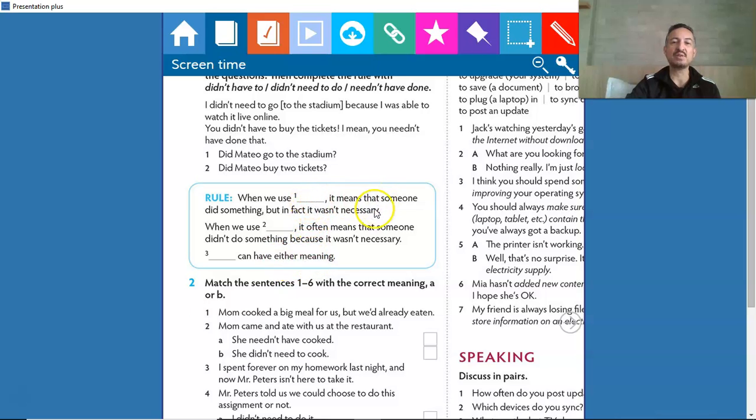It can mean this one: it means that someone did something but in fact it wasn't necessary. And it means that someone didn't do something because it wasn't necessary. So "didn't have to" means both this and this here. Okay, so if you want to put in rule number 1 "didn't have to", you can also include it here and include it here in rule number 2.